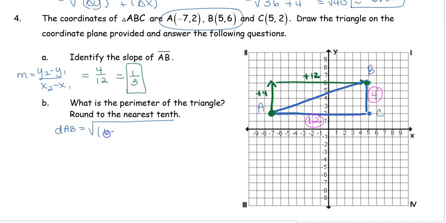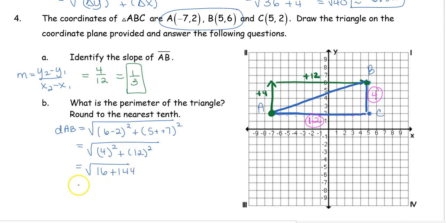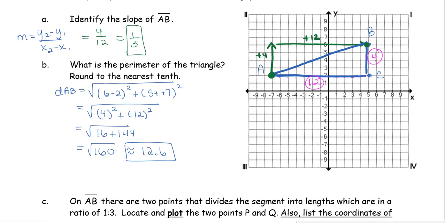So our y's is 6 minus 2 quantity squared plus 5 minus a negative 7 quantity squared. 6 minus 2 is 4. Now, when we get to the next piece, 5 minus a negative is the same thing as adding. So that's going to give us a 12 squared. 4 squared is 16. 12 squared is 144. The square root of 160. Let's go ahead and round to the nearest tenth this time. So we get that it's about 12.6. Now that's just the length of AB.